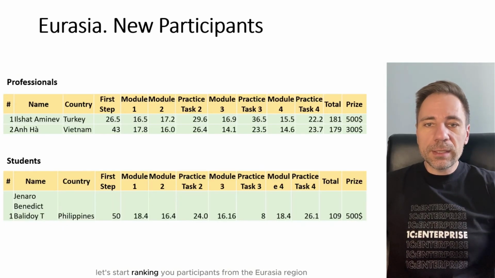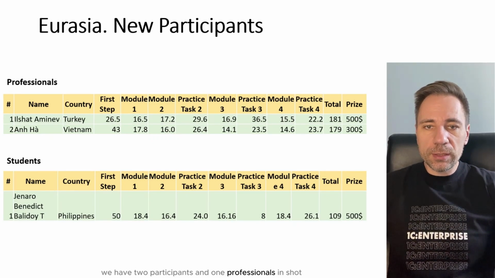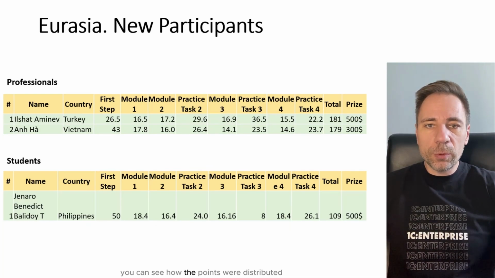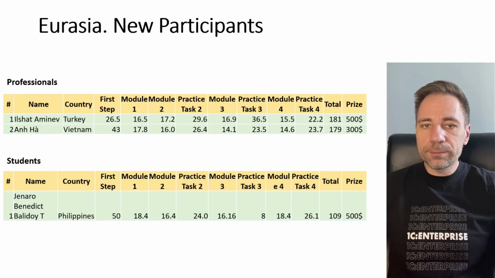Let's start ranking new participants from the Eurasia region. We have 2 participants among professionals. Ilshad Aminev from Turkey took first place. An Ha from Vietnam took second place. The results were very close. You can see how the points were distributed across modules and assignments.